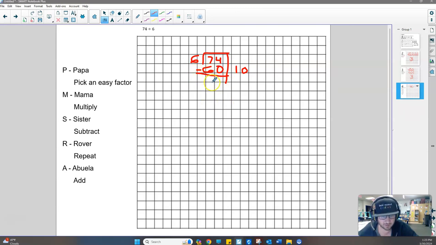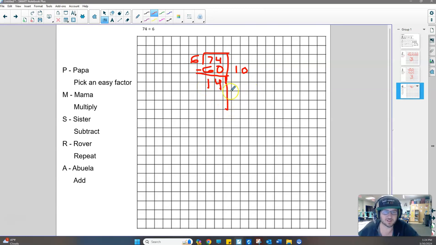Ooh, and I'm kind of running out of boxes trying to draw with this pen. But as long as I keep those numbers lined up, it doesn't matter if they're a little too tall. 4 subtract 0 is 4. 7 subtract 6 is 1. Now, do I still have groups of 6 in there? Yes. How many? I'm not sure.